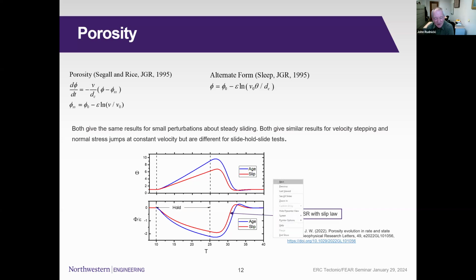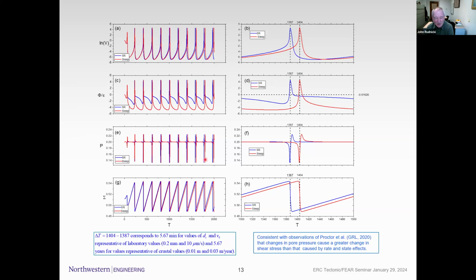And when you use those in a simulation, this is a sort of arbitrary value of the spring stiffness. Here, it's the log of the velocity, porosity, pore pressure, and normalized stress. They look essentially the same on the left. However, if you blow up one of these, there is a difference. For parameters corresponding to lab values of D and DC and the reference velocity, that's about 5.5 minutes. If you use values appropriate for the field, let's see, where is it? It's about 5.5 years. So the difference can be significant.